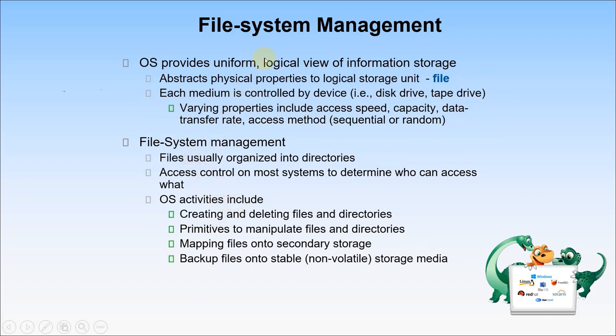Next would be file system management. So let's start with the definition of a file. A file is a collection of related information defined by its creator. Commonly, files represent programs, both source and object forms, and data. The operating system is responsible for the following activities in connection with file management.